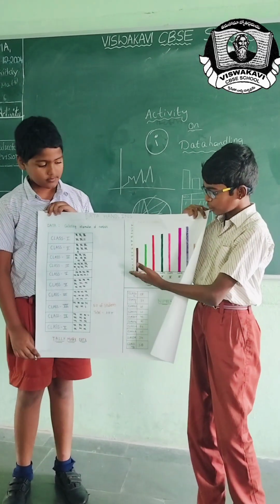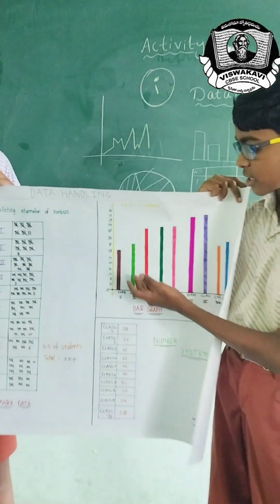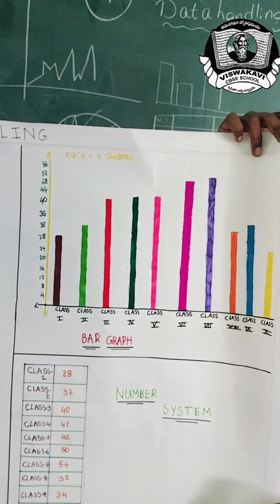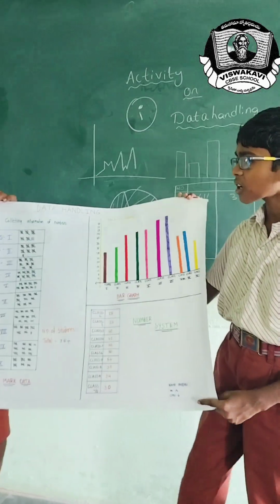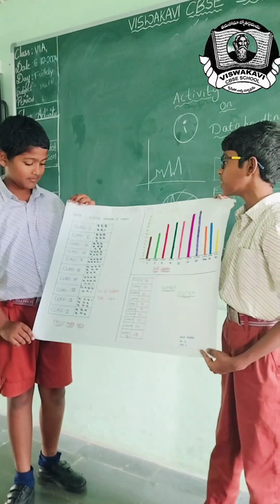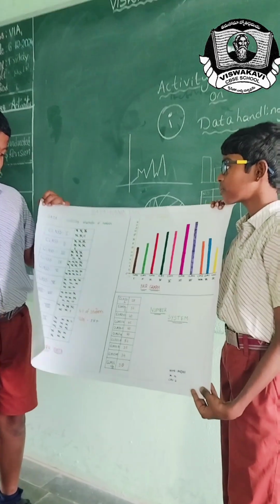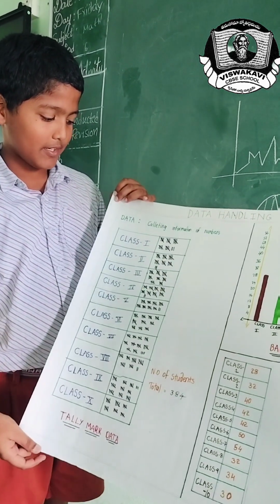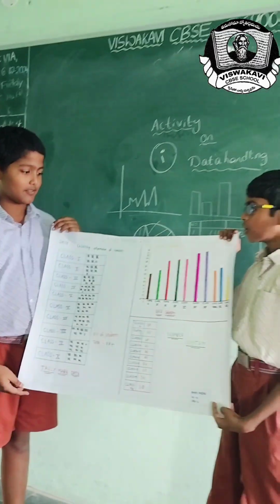See, you can see here, class 1 had 28 students and class 2 had 32 students. Now I'm going to ask my friend Parthu questions. How many students are there in class 2? 5 into 6, 33 students are there in class 2.